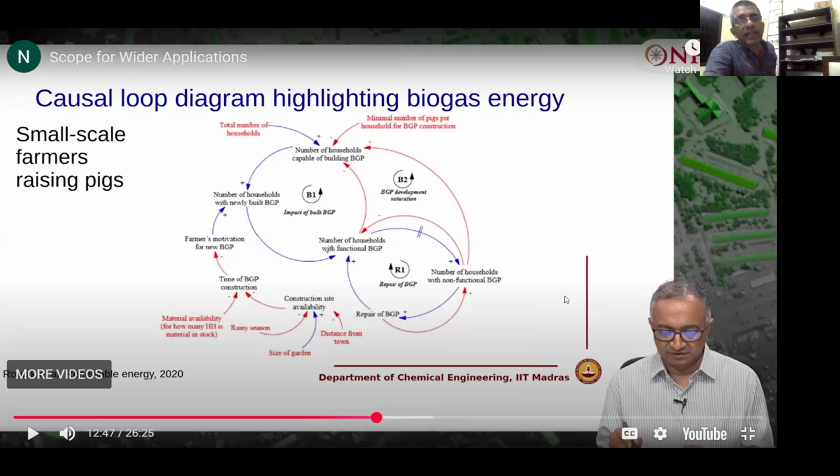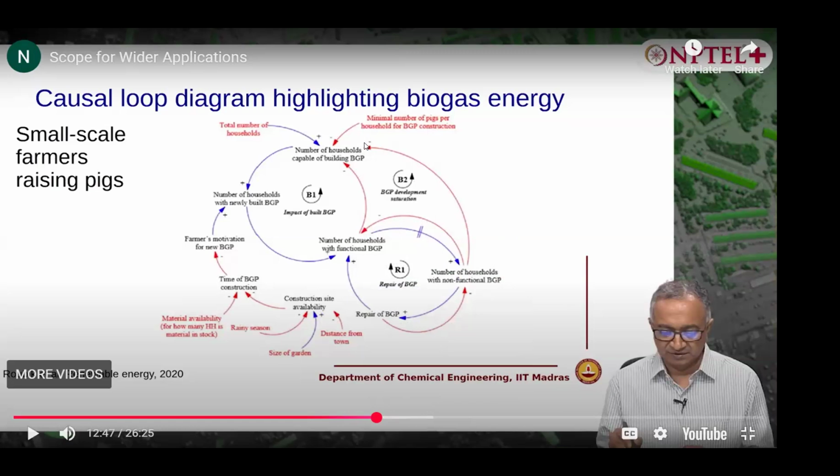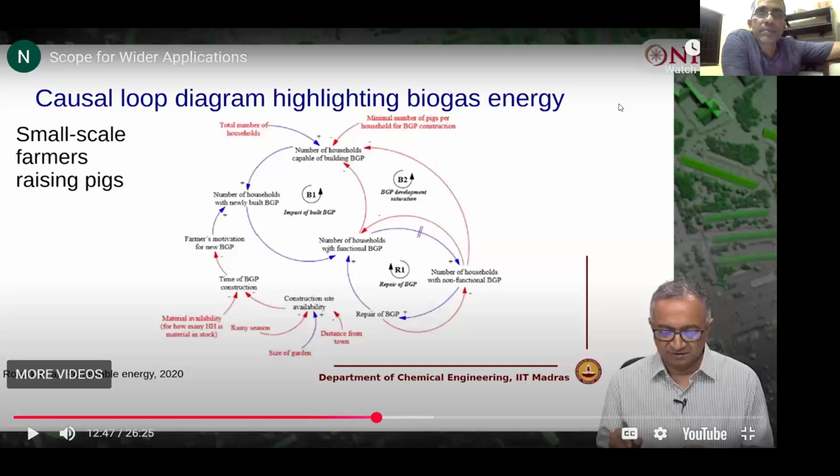So if there are three arcs, and two of them are negative, one is positive, or all three are negative, is it? Yeah, all three are negative. So when you multiply all three negatives, what happens? It comes out negative. So hence it's a balancing loop.